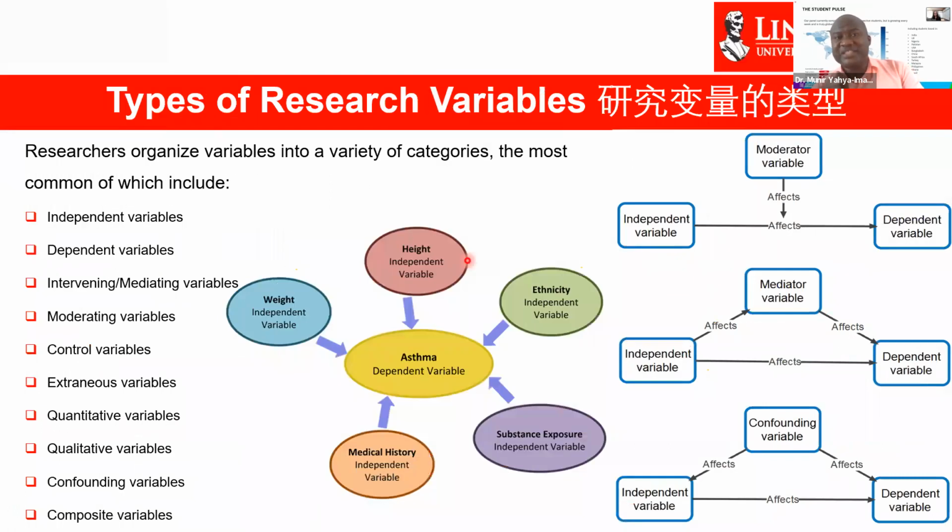Now, researchers organize variables into a variety of categories, the most common of which are: one, we have independent variables. We have dependent variables. We have intervening or mediating variables. We have moderating variables. We have control variables. We have extraneous variables. We have quantitative variables. We have qualitative variables. We have confounding variables, and we have composite variables.